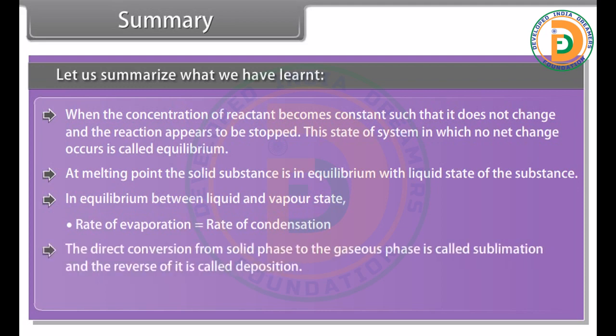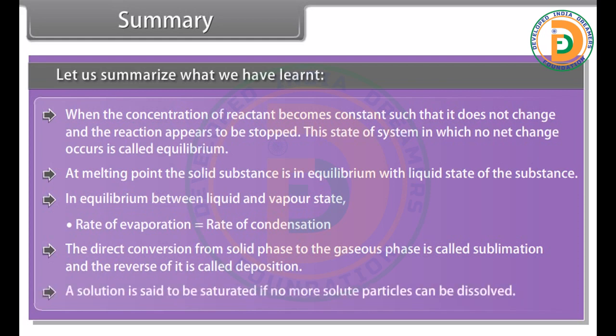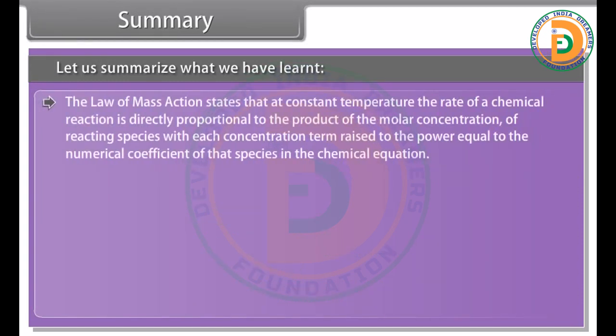The direct conversion from solid phase to the gaseous phase is called sublimation, and the reverse of it is called deposition. A solution is said to be saturated if no more solute particles can be dissolved. The law of mass action states that at constant temperature, the rate of a chemical reaction is directly proportional to the product of the molar concentrations of reacting species, with each concentration term raised to the power equal to the numerical coefficient of that species in the chemical equation.